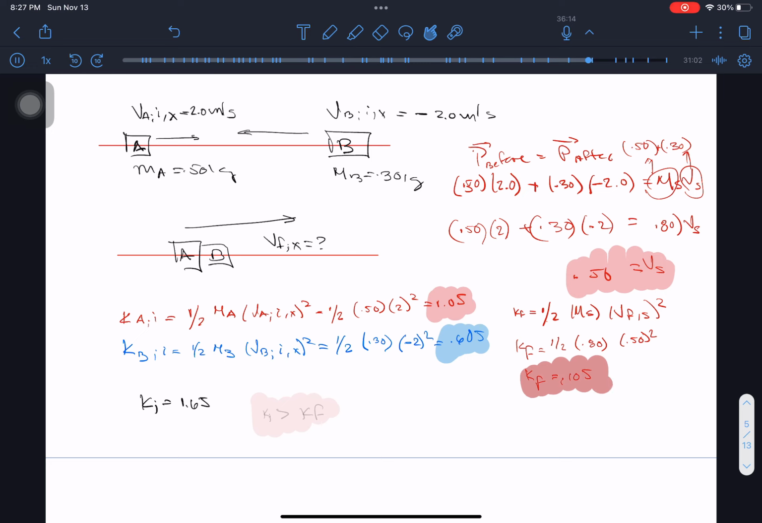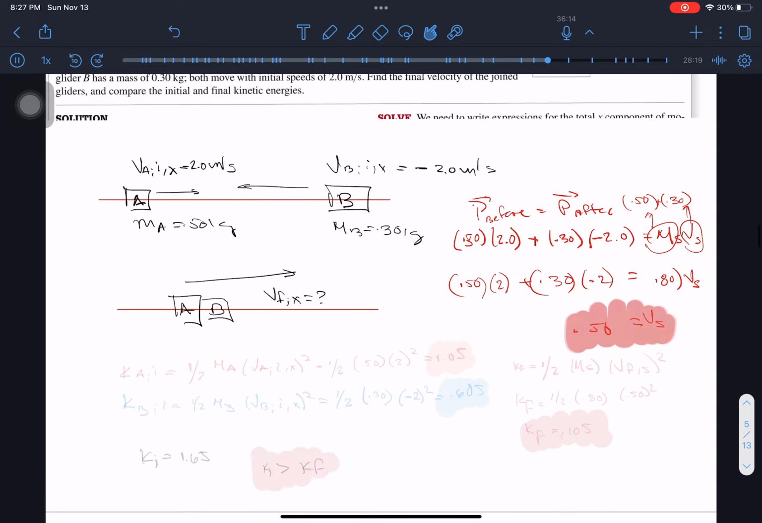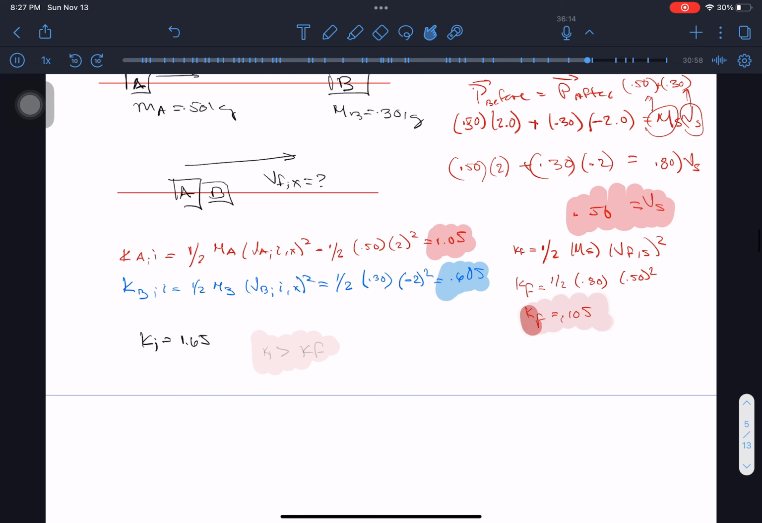So our initial kinetic energy is going to be greater than our final kinetic energy. Example 8.9. Gliders. Kinetic energy.